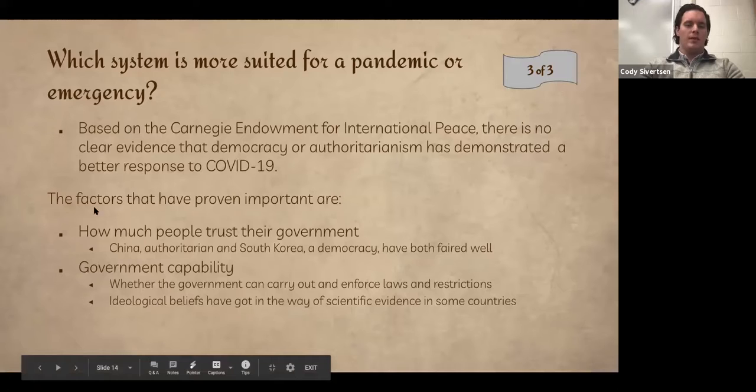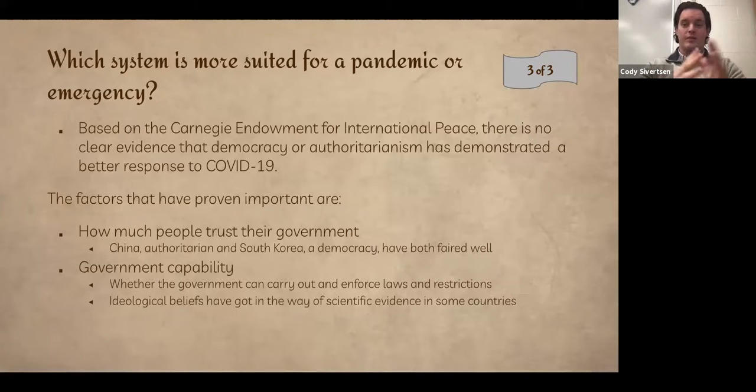So, some of the things that the Carnegie Endowment came up with is trust in the government, be it democracy or authoritarianism. Trust in the government helps the country deal with a pandemic, as well as the government's ability to carry out decision making.